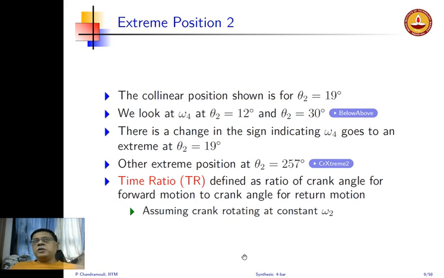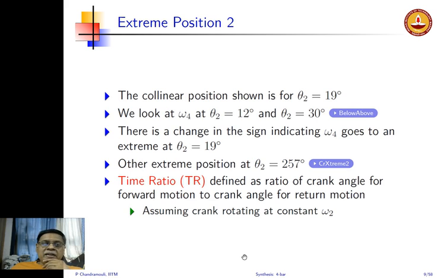So we have two extreme positions, and in these two extreme positions, we can see that the coupler and the crank are collinear. So this is the key takeaway. At the rocker extreme positions, the coupler and the crank are in a straight line. So this is what is going to be the basis for our design. You see the simple geometry that we are going to use to come up with some wonderful designs.